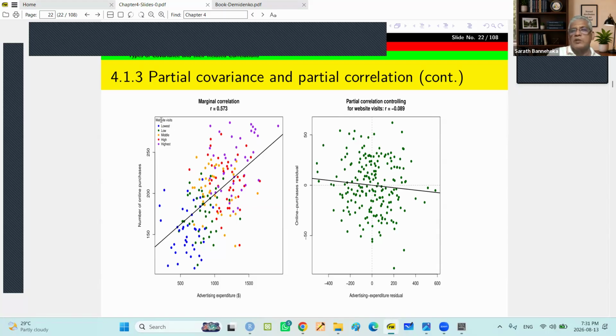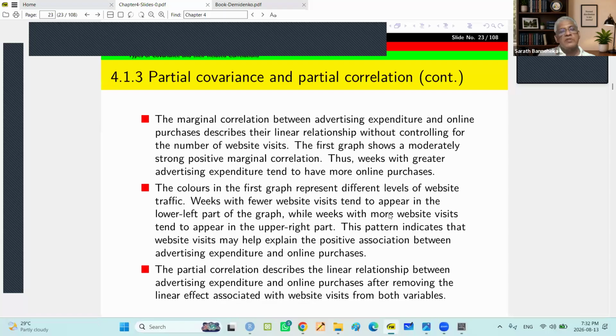So anyway, after taking the website visits variable Z into account, that means after regressing X on Z and Y on Z, when you're considering the residuals, this is the scatter plot of residuals coming from Y and residuals coming from X here. And we see that there is almost no linear relationship, right? A very, very weak linear relationship, given by this negative value, almost 0.08. So what happens here?